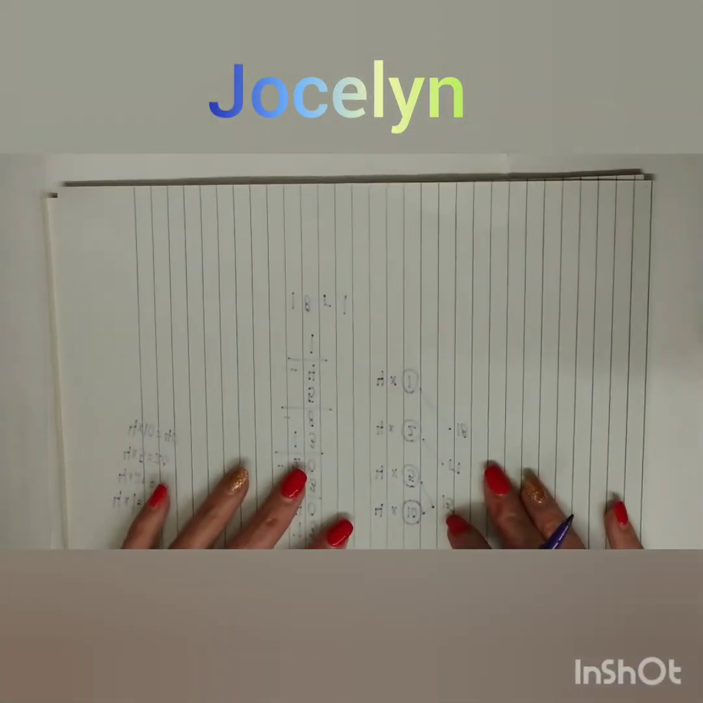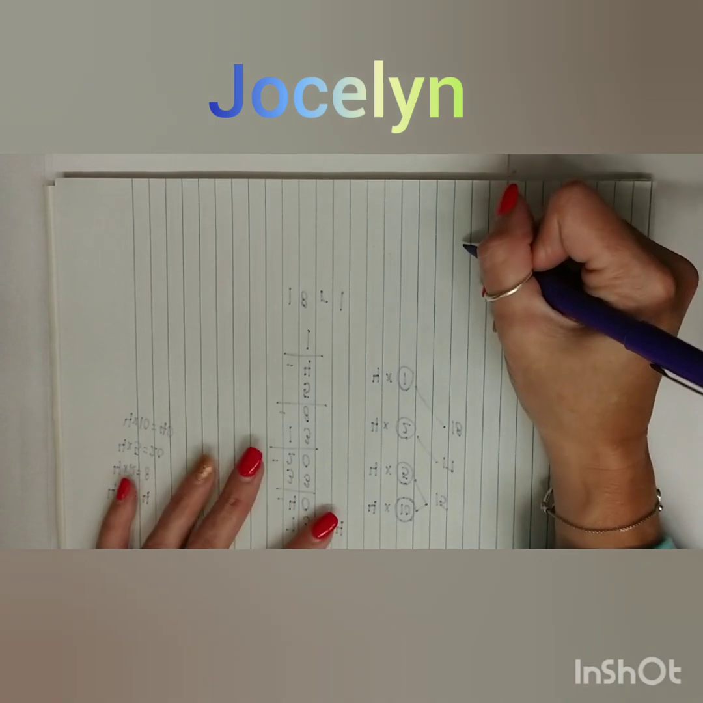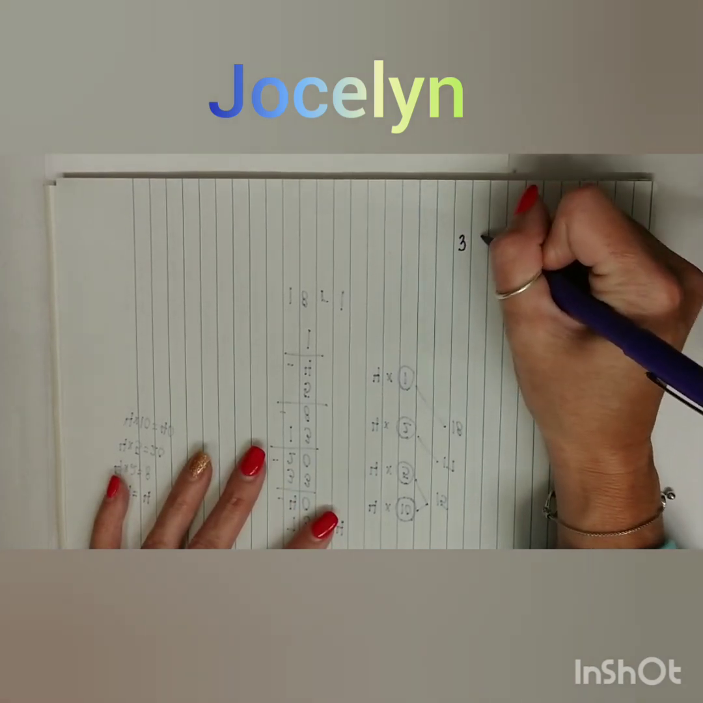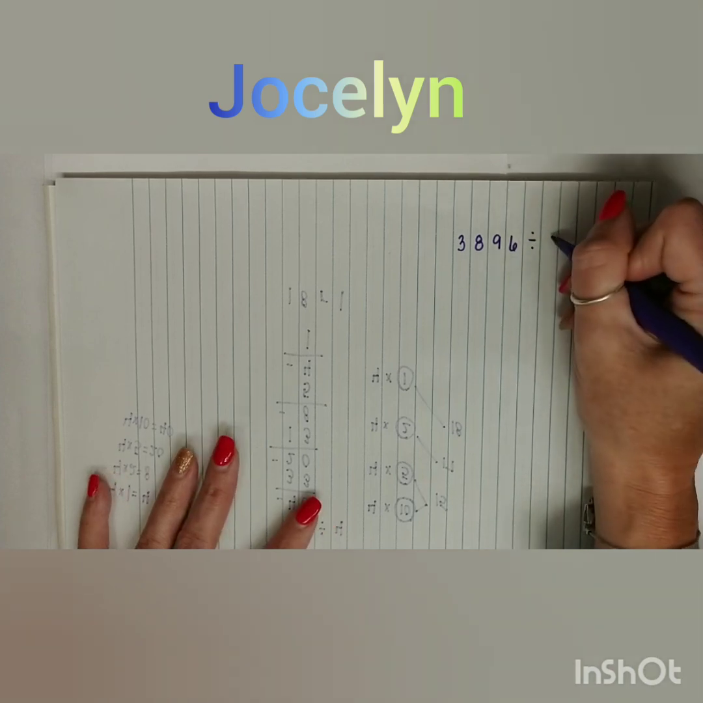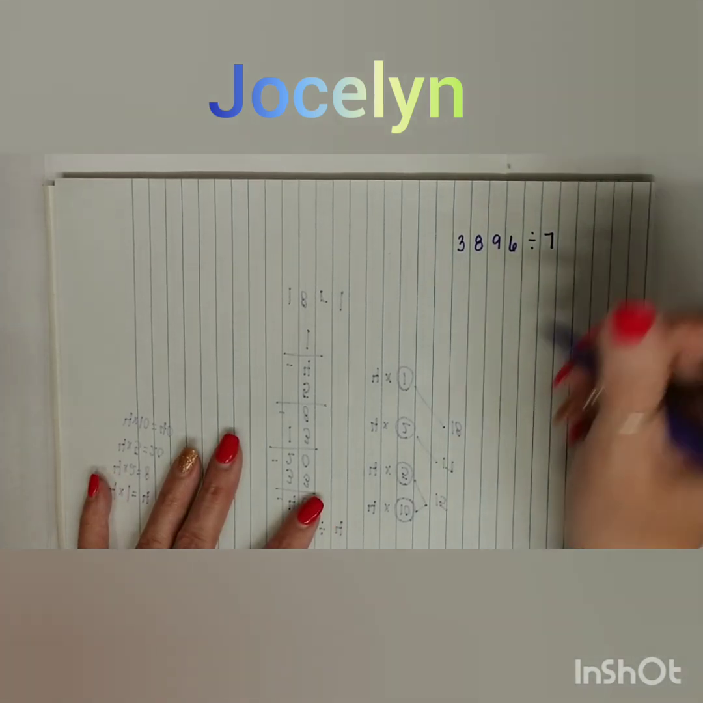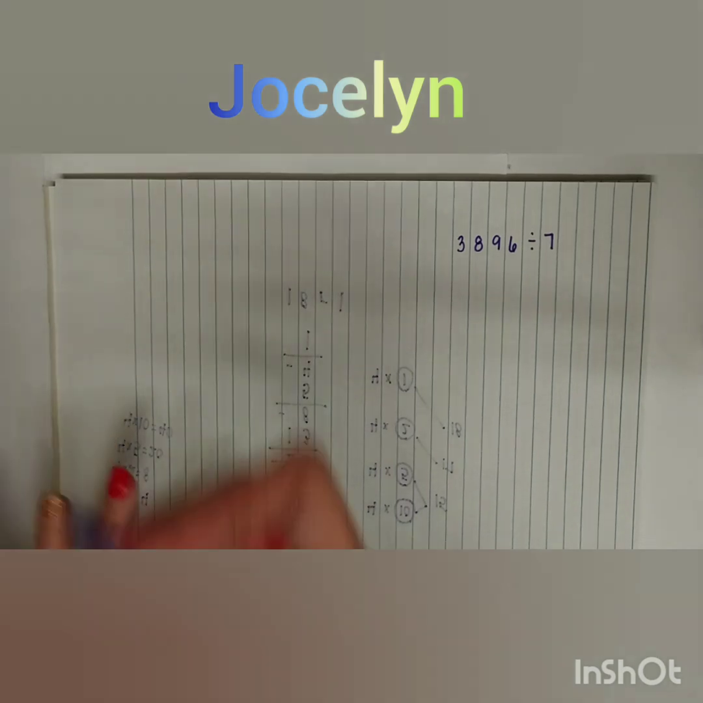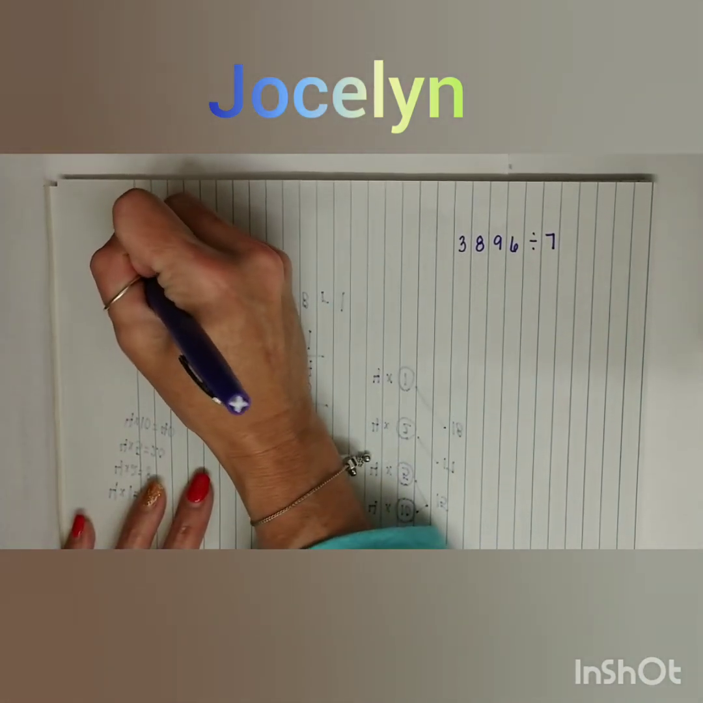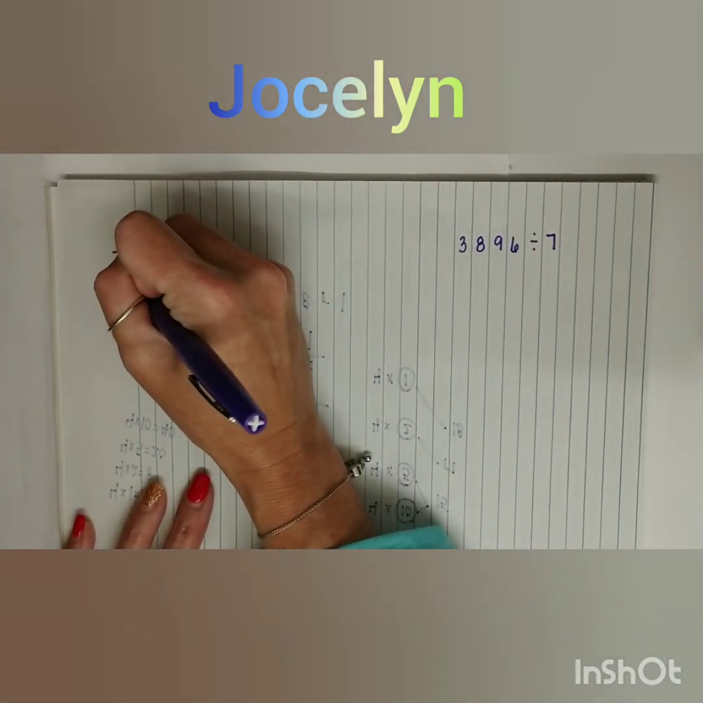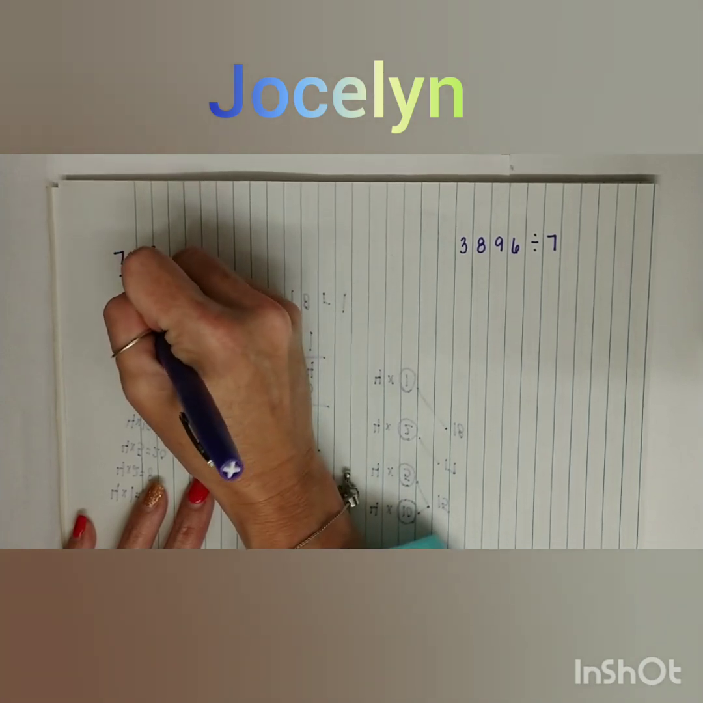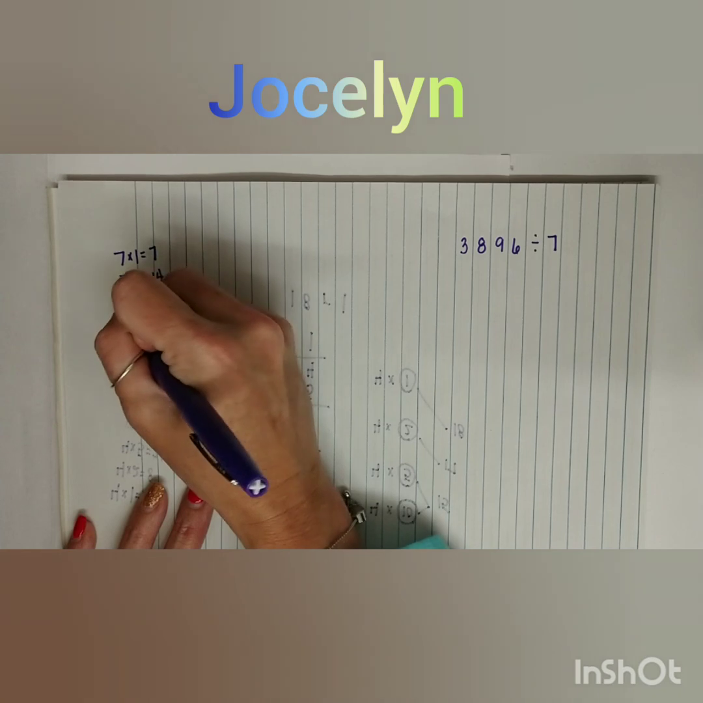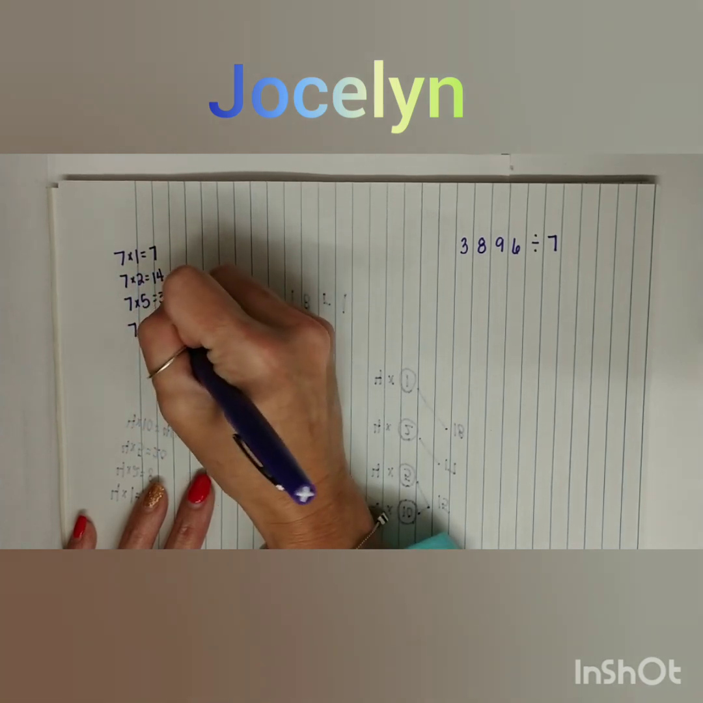All right, so let's work on another problem, a little bit bigger. Let's do 3,896 divided by 7. So I'm going to think of my friendly facts for 7. Well, I know 7 times 1 is 7. 7 times 2 is 14. 7 times 5 is 35. 7 times 10 is 70.